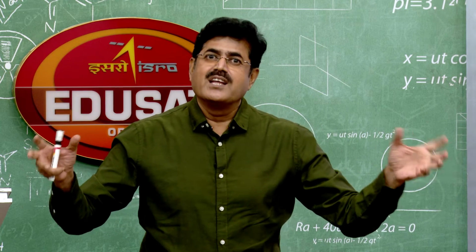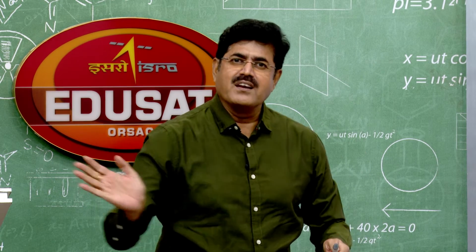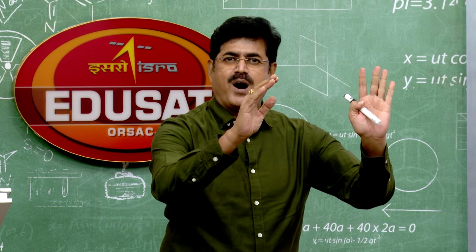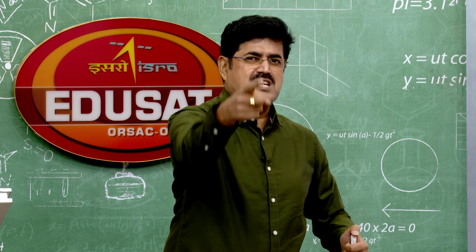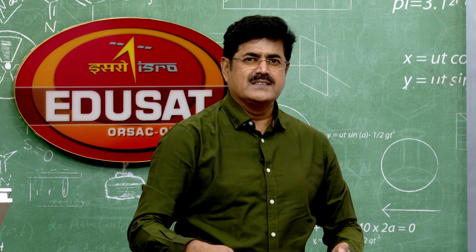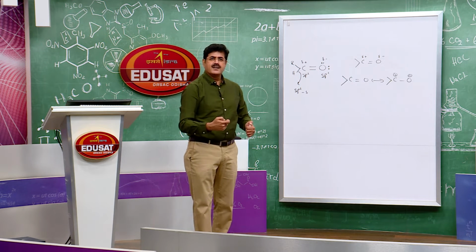In ketones, there are two alkyl groups, and you know alkyl groups are electron releasing. As they release electrons to the sigma bond, that decreases the positive charge density over the carbonyl carbon. So it decreases the reactivity of ketones towards nucleophile.